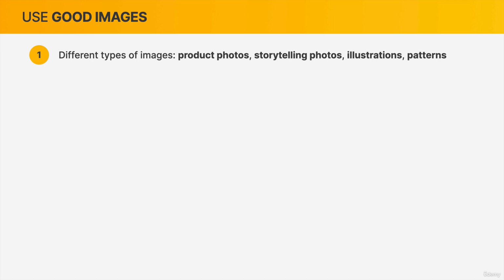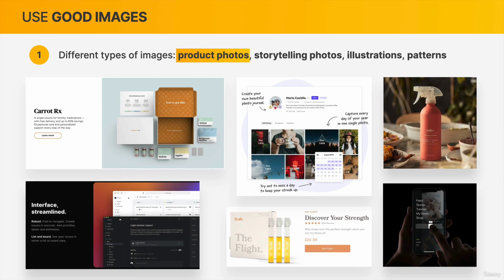And let's now take a look at examples for each of these 4 types. Starting with product photos, like these ones, they're, as the name says, to basically illustrate the product that you're trying to sell on your website. And that is true for physical products and also for digital products, of course, which many times are illustrated using some screenshots of that product.